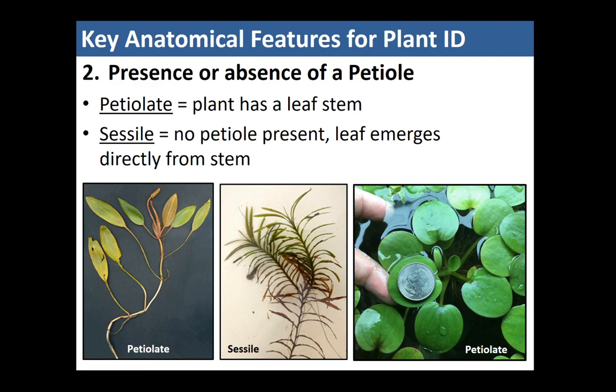Many aquatic plants do not have a petiole, and if there's no petiole, we say the leaves are sessile, which means there's no petiole present. So in this case, the leaf emerges directly out of the stem. This center picture is another species of pondweed, and as you can see, the leaf connects directly to the main branch without a petiole.